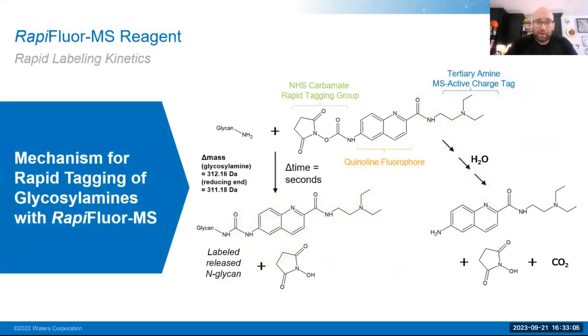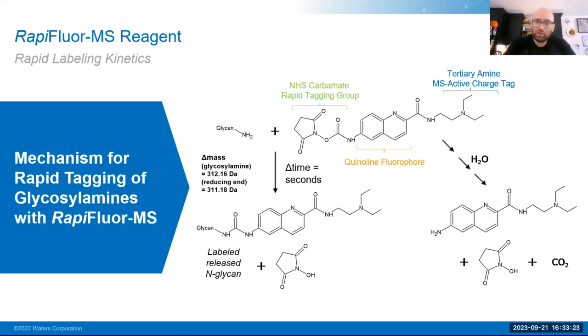It's a very fast reaction as well. Again, we're knocking down how long this takes. These tagging reactions can operate within seconds. We can leave this and it can actually finish within minutes. And the important part of this is that it's self-quenching as well.